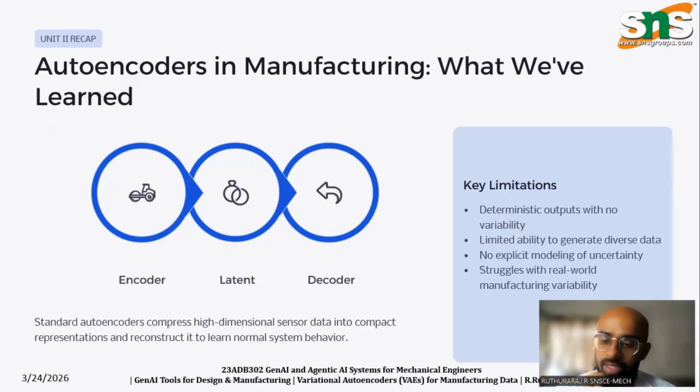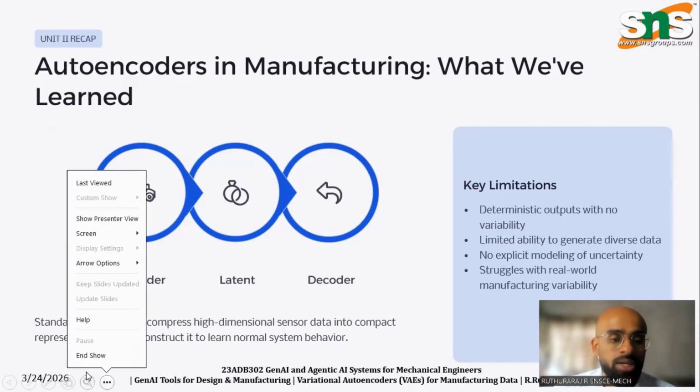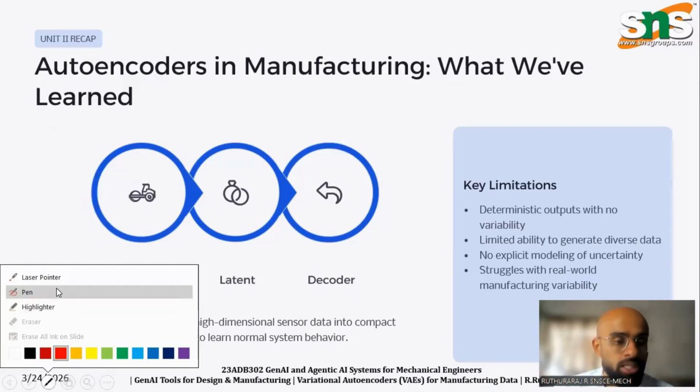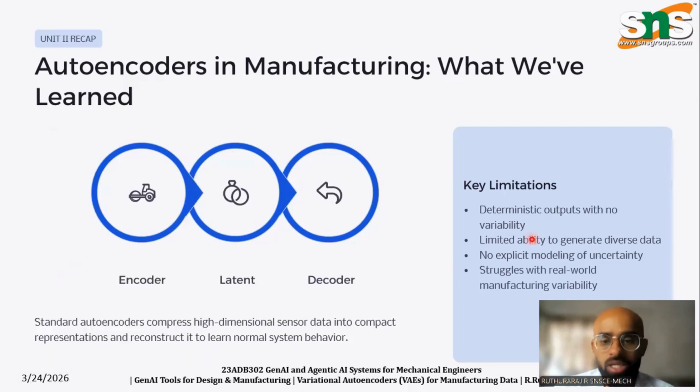As explained in the slide, you see here, the outputs of the autoencoder are deterministic in nature. What it means is that only fixed outputs can be generated, because the encoder, latent representation, decoder, there is no variation there. That's the main idea. So there is limited ability to generate diverse data, as I said. Uncertainty cannot be modeled, so randomness cannot be produced using this autoencoder.